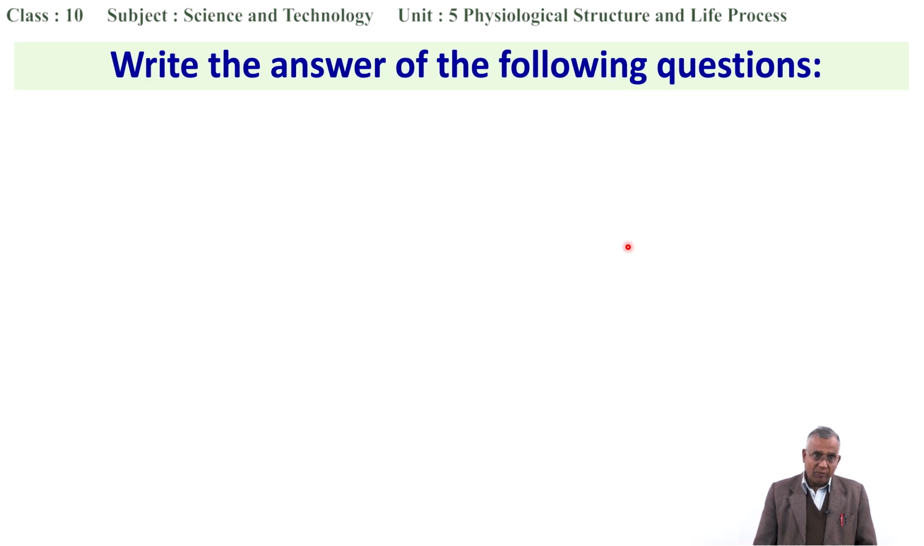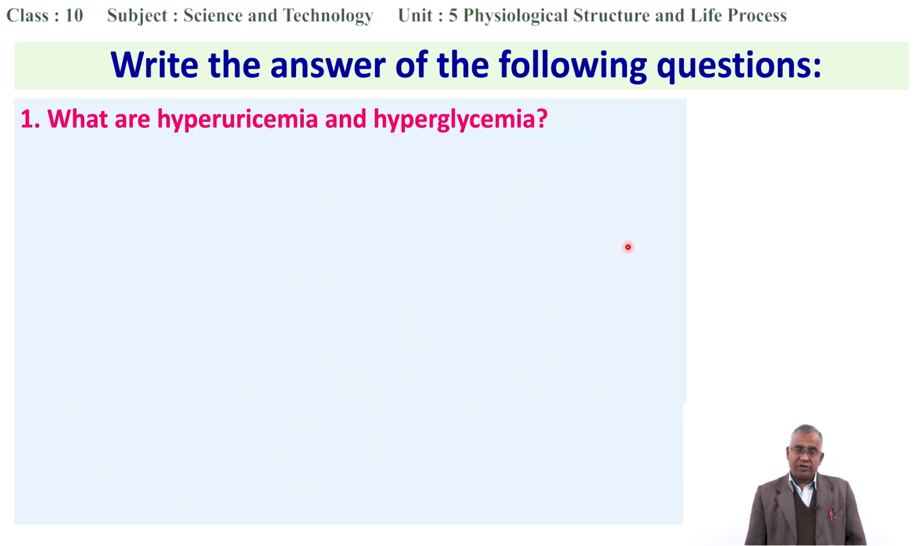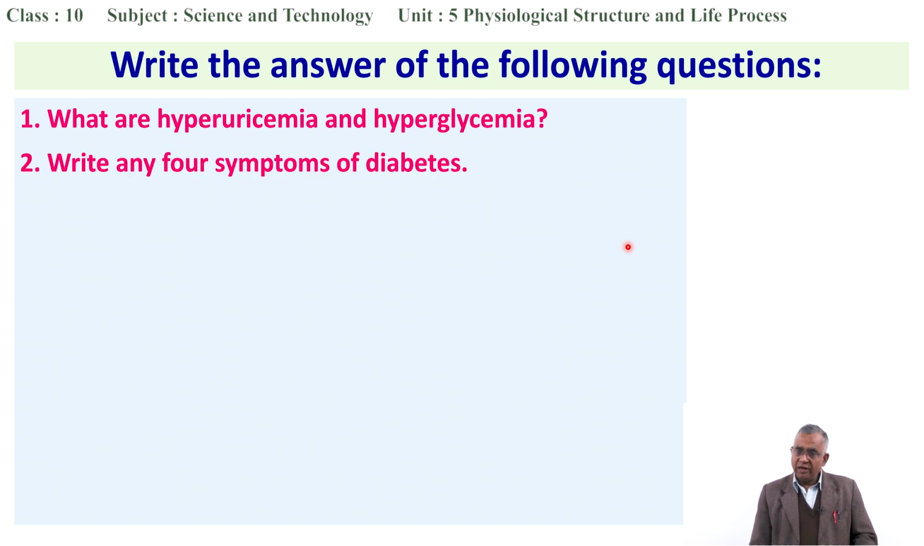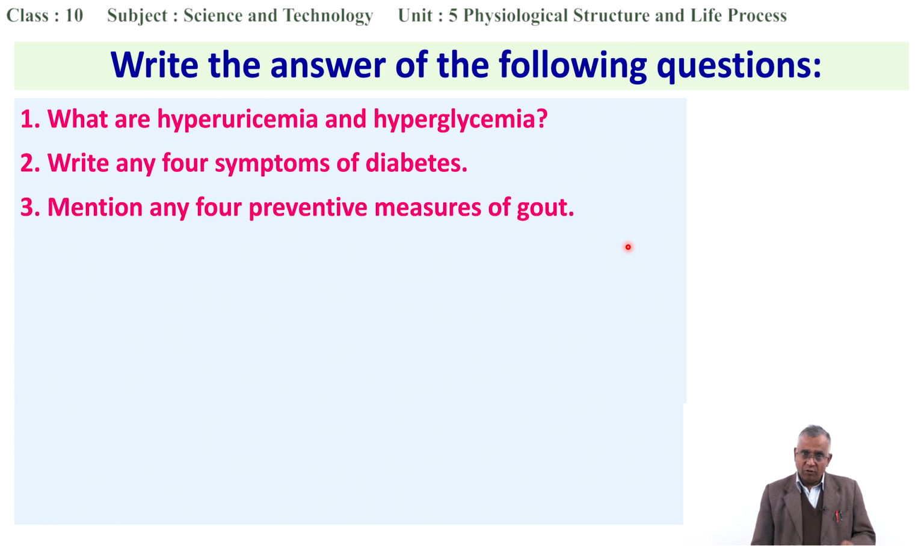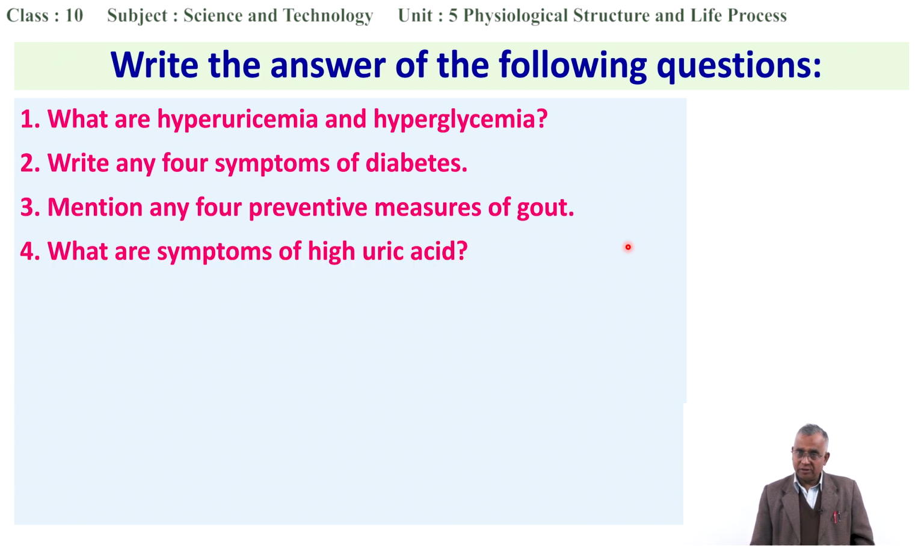Now you have to copy these questions and answer them. They are very easy, not so difficult. What are hyperuricemia and hyperglycemia? You can define them. Write any 4 symptoms of diabetes. You are given a number of symptoms, so it is better to mention the major 4. Mention any 4 preventive measures of gout. Gout is a product of hyperuricemia, so you have to write its symptoms.